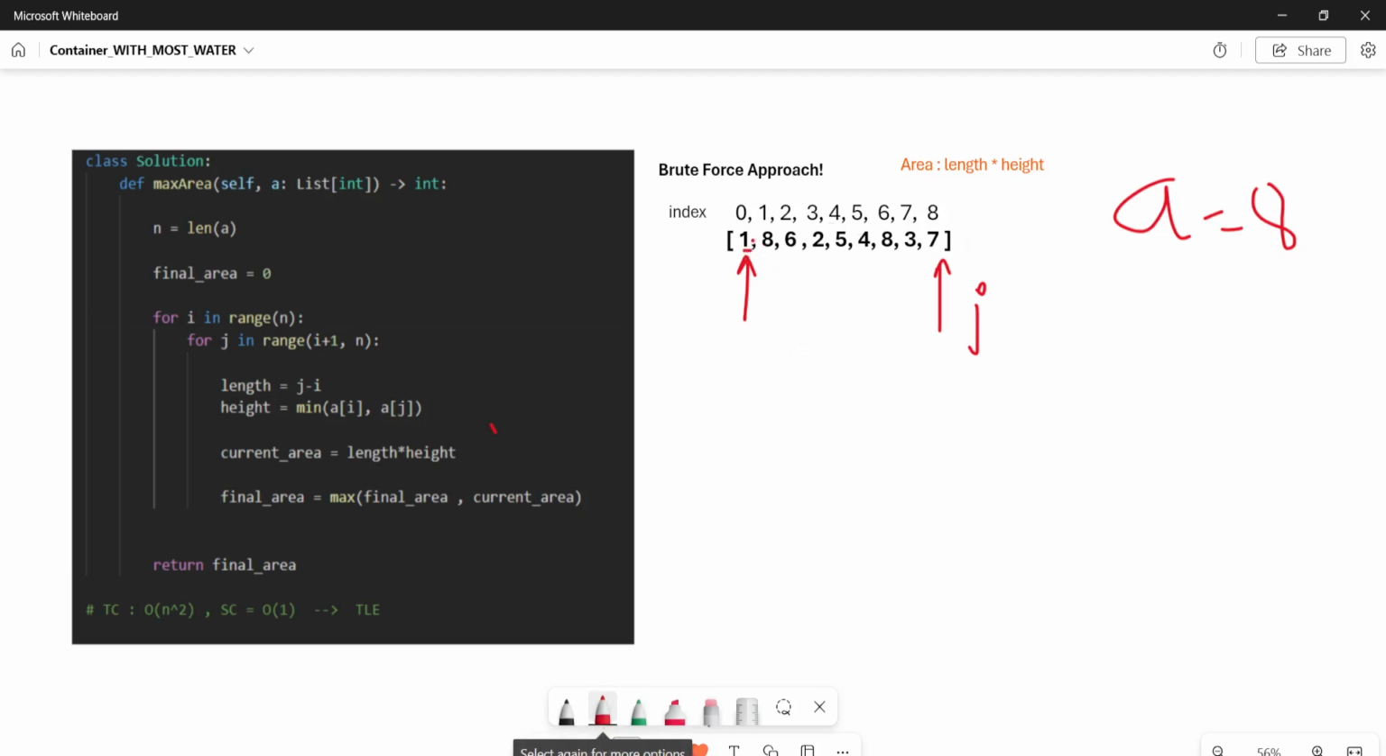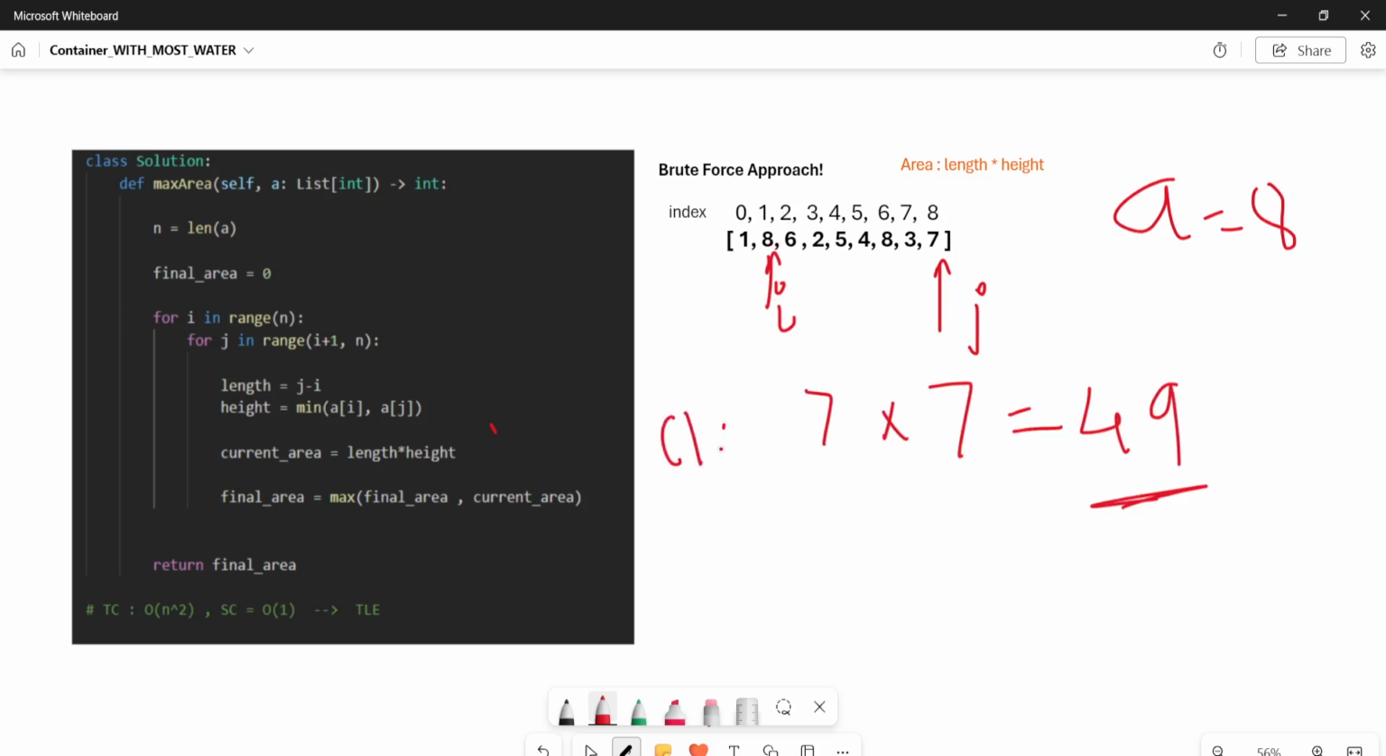So what we can do is increase the pointer where the height is less, right? So let's say we increase this pointer, or move this pointer. So if I comes here, let's find the area now. 8 minus 1 is 7, and the minimum between 8 and 7 is 7, that is 49. The area is now 49. So this is case 1, when we are moving the pointer I.